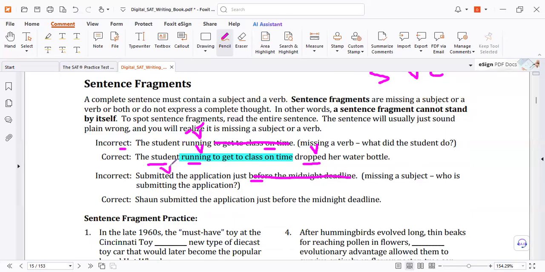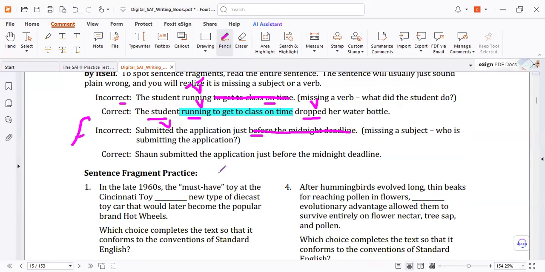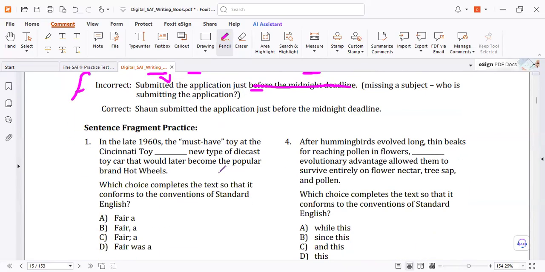Who submitted? Who? Missing subject. Who will submit? So it's a fragment. Fragment means it lacks a subject or verb, or complete meaning. Again, in a question like that.